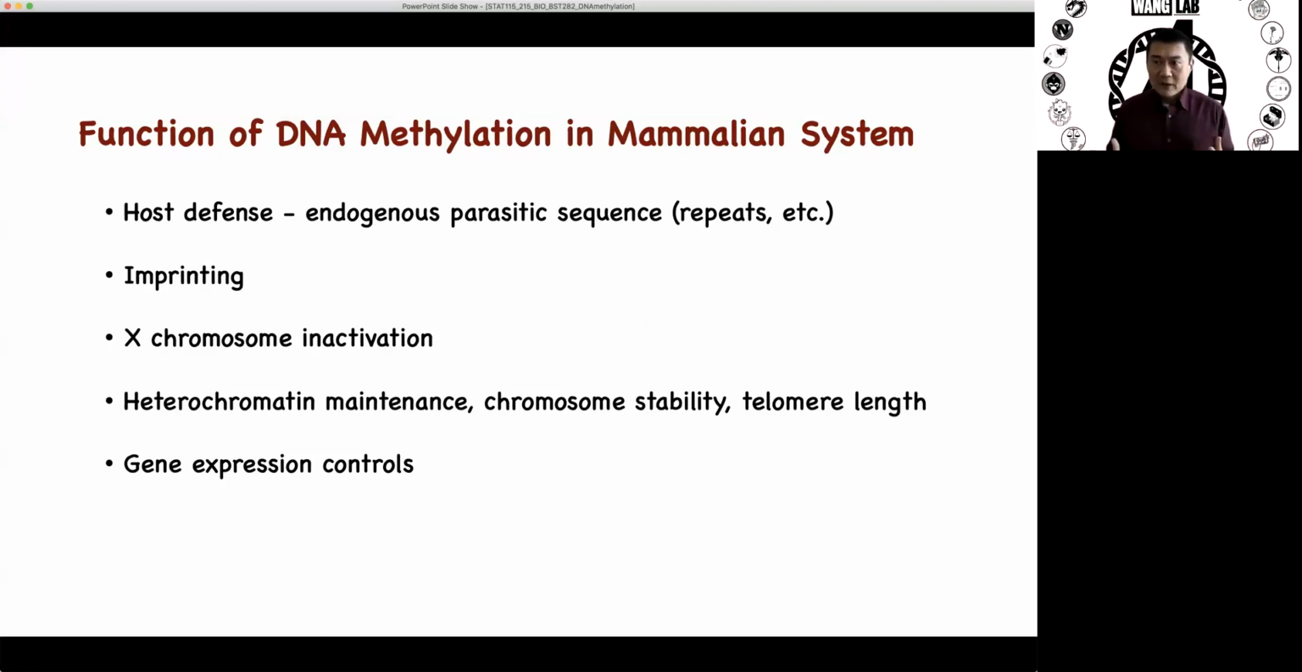But sometimes, one of the alleles gets methylated and does not express, right? So that's a very common phenomenon in placental animals, right? So there are a lot of interesting theories about why we have imprinting.